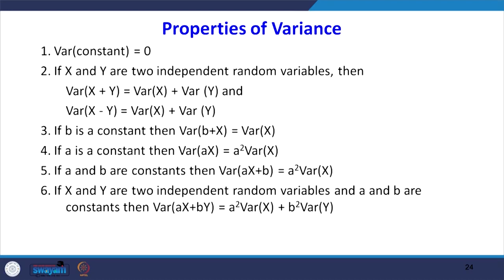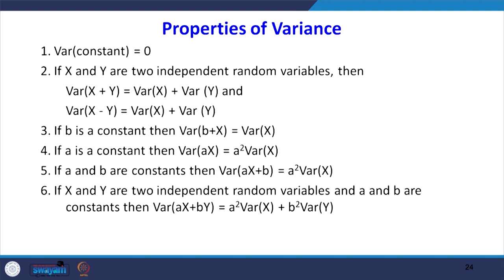Then properties of variance. Variance of a constant is 0. If X and Y are two independent random variables, then variance of X plus Y equals variance of X plus variance of Y. Variance of X minus Y equals variance of X plus variance of Y. You should be very careful here. Suppose there are two groups, group 1 and group 2. If you want to know the difference in the variance, you have to add their variances.